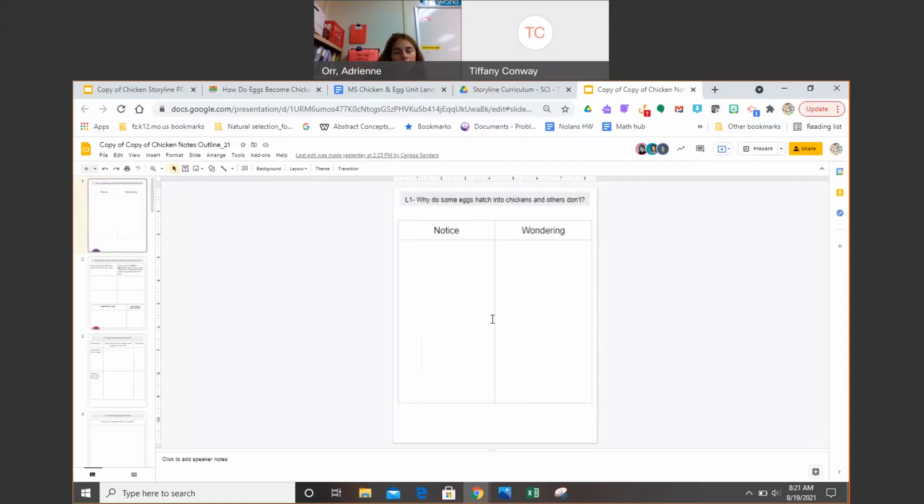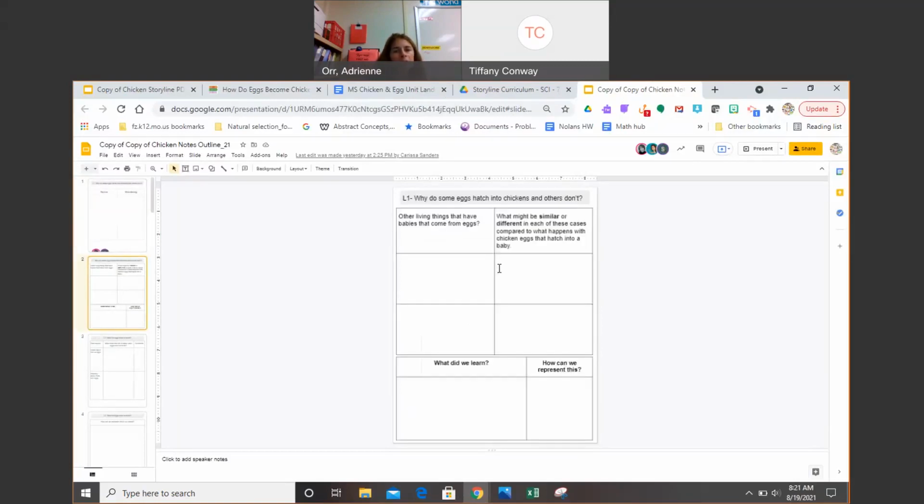And then like this one, they're really just watching videos because that's that very first one and trying to figure out what to do. And then as you get into lesson 2, oh no, this is still lesson 1. They're building, this is where they draw their initial model and think about what do they think is happening in an egg that hatches into a chicken and an egg that doesn't. And then down here at the bottom, I'll tell you these are changes from this year.